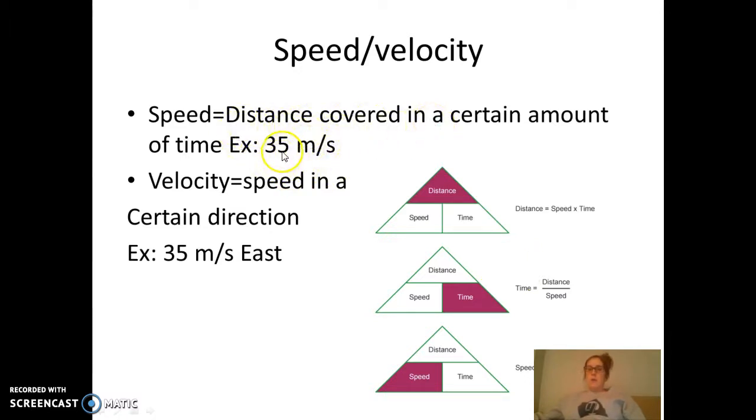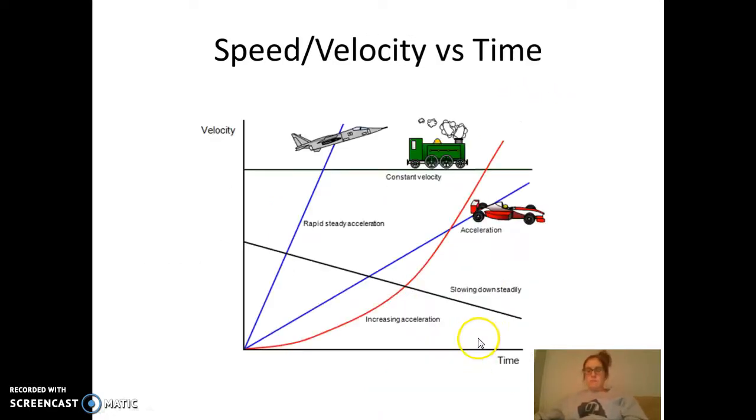An example of that would be 35 meters per second, whereas velocity is speed in a certain direction. Okay, that is called a vector quantity, which means that it has 2 parts. It has not only your speed, but also the direction that you're going in. So an example of that would be 35 meters per second east. So be very careful with that and knowing the difference between those two. And then, of course, I have your triangles if you're calculating speed or velocity.